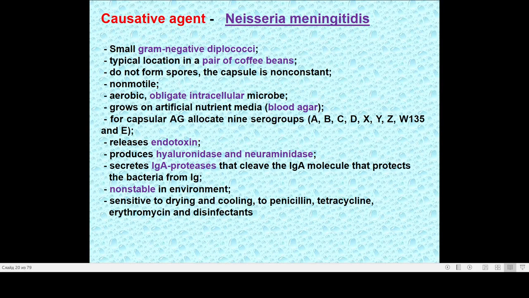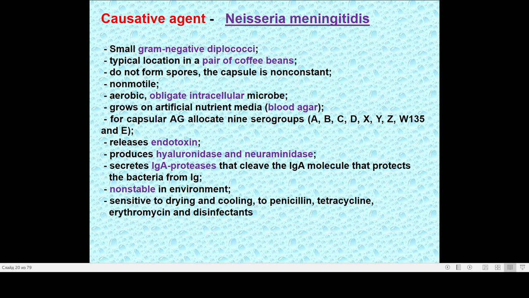The causative agent belongs to Neisseria meningitidis. You may see its characteristics on this slide. Small gram-negative diplococci, typically located inside the cells, looking like a pair of coffee beans. They do not form spores, are non-motile, aerobic, obligate intracellular microbes. Very sensitive to the action of antibiotics, very sensitive to disinfectant solutions, non-stable in the environment. So it is a very gentle microorganism.